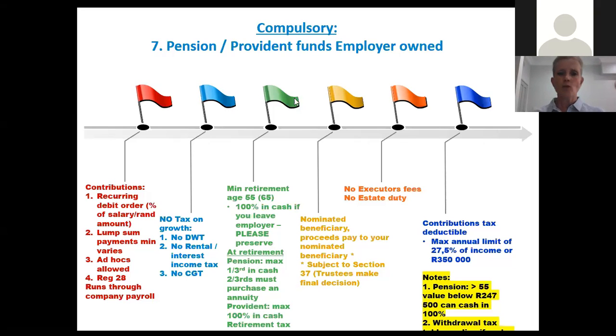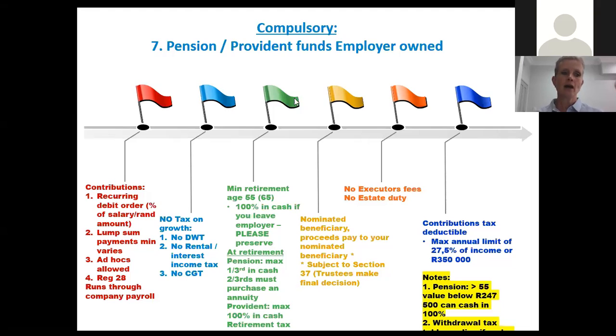At 65 or 55 minimum, you have the option to, this is prior to retirement. So this is before retirement. You leave the employer for whatever reason. You resign, you get retrenched, or you're dismissed. You are able to withdraw 100% of your pension or your provident fund proceeds in cash. And this is, I think, the biggest disadvantage. They are trying to encourage preservation, and I've said there, please preserve your money.